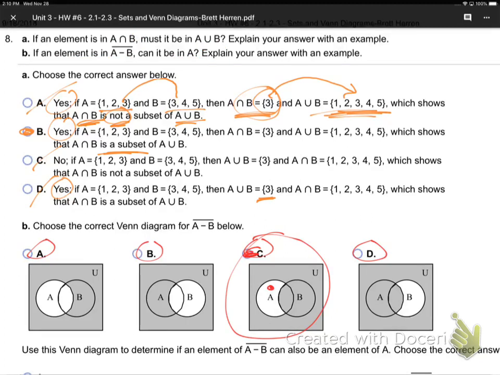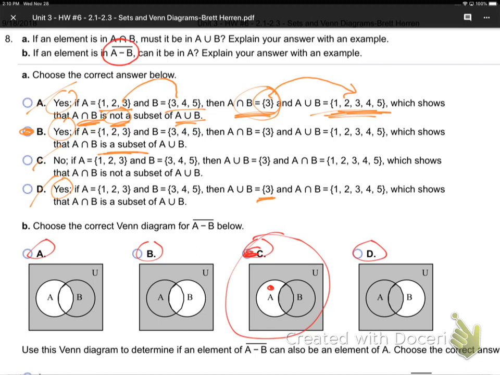Sorry, in all my scribbling, I covered up the bar. There actually is a bar over that. I looked at this before class, and I remember thinking I don't remember the question being that way. Yeah, I was covering up the bar, sorry. If an element is in A minus B bar, can it be in A?